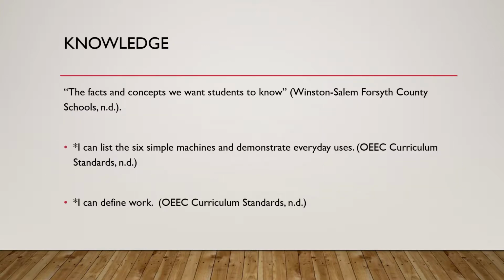As I previously mentioned, within a learning task, it is important to break it down into the different learning targets. These can include a variety of different types such as knowledge, reasoning, and performance. In order to figure out what the performance task will be, one needs to break down the standards into learning targets. According to the Winston-Salem-Forsyth County Schools, it is important to focus on what the content standard requires students to know and be able to do, not how you will assess it. This doesn't mean that the task isn't important, but it demonstrates how a teacher needs to know what is being taught before the how. In this case, students should be able to list the 6 simple machines and demonstrate everyday uses and define work.